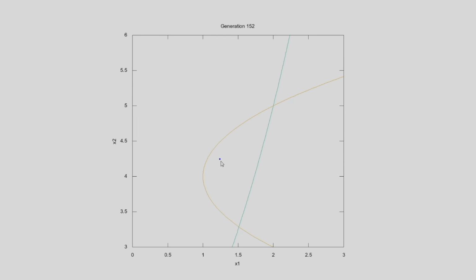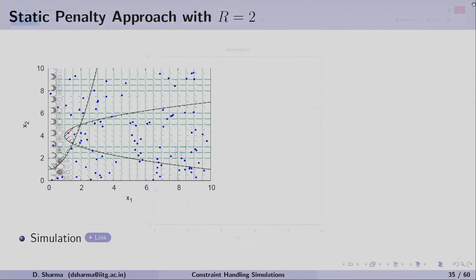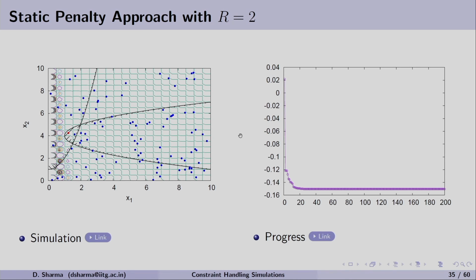to the optimum, and the value of r which we have taken, r equals to 2, is sufficient for solving the given problem. We are almost finished with 200 generations, and we are at the optimum solution. So, this says that for r equals to 2, the solutions have converged to the optimum point.